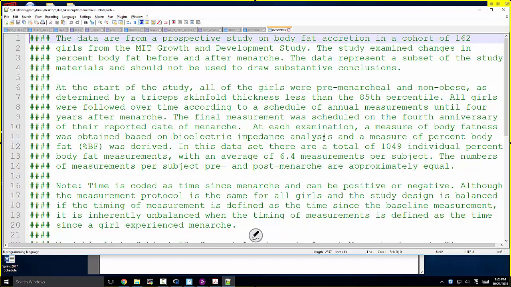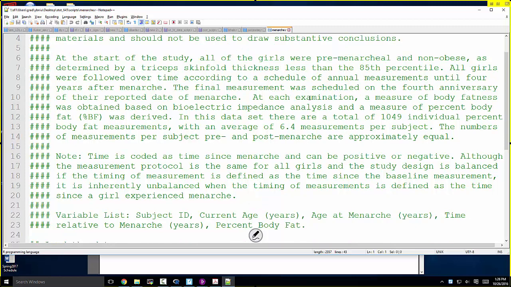So at the beginning of the study, all the girls were pre-menarcheal and non-obese. All girls were followed over time, with annual measurements until 4 years after menarche.